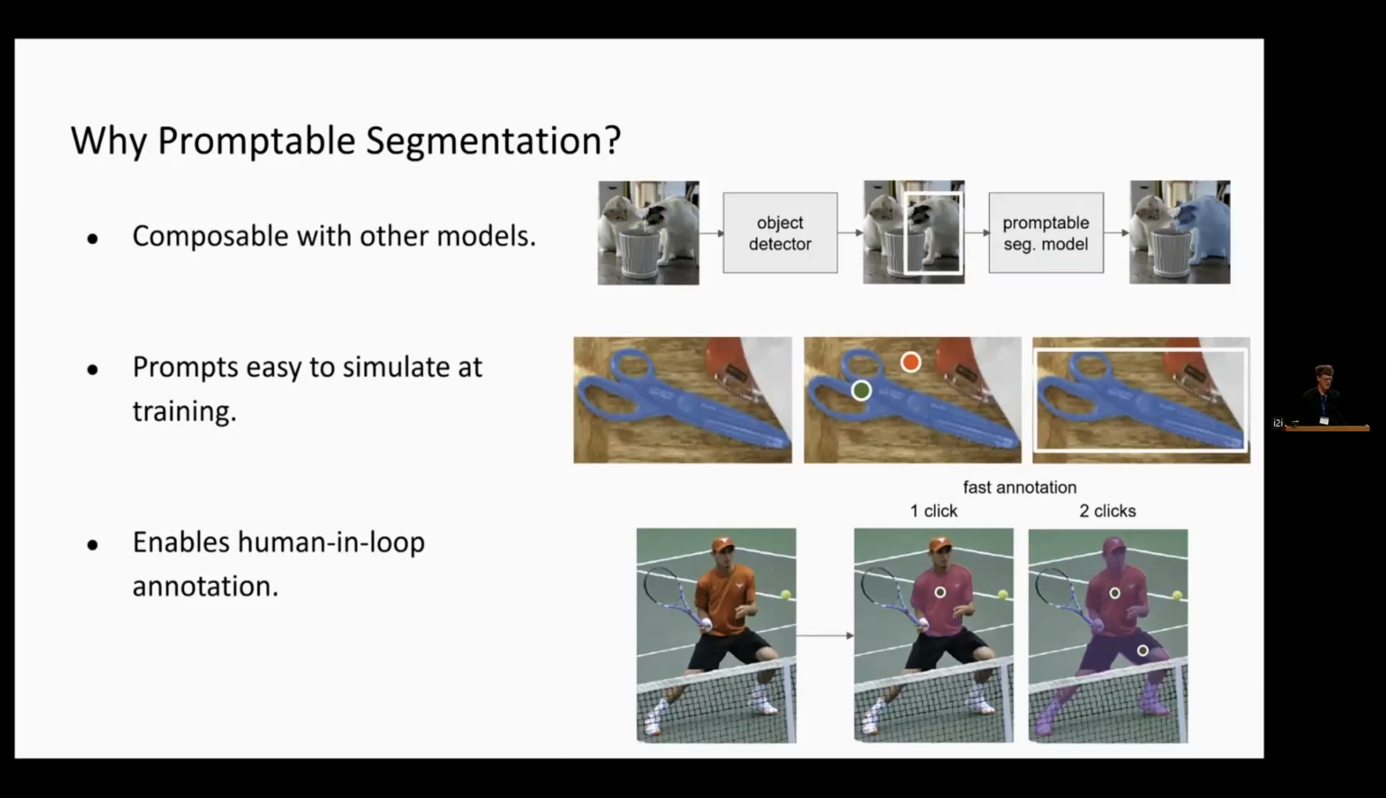The second thing is that these sorts of prompts are very easy to simulate at training. So if I have a very large data set of masks, I don't need inputs to the model explicitly labeled in the data set. I can sample them directly from the mask. So I can sample points from the mask, or I can sample boxes around the mask. And finally, it enables human-in-the-loop annotation. So we're going to need to get our data set from somewhere. If you have a model that is reasonably good at this, humans can go and annotate a very large amount of data by going to an image and clicking on a bunch of stuff. And instead of having to very carefully annotate the object, they pick it up in just 1 or 2 clicks. So these are the reasons that we were interested in this specific task.